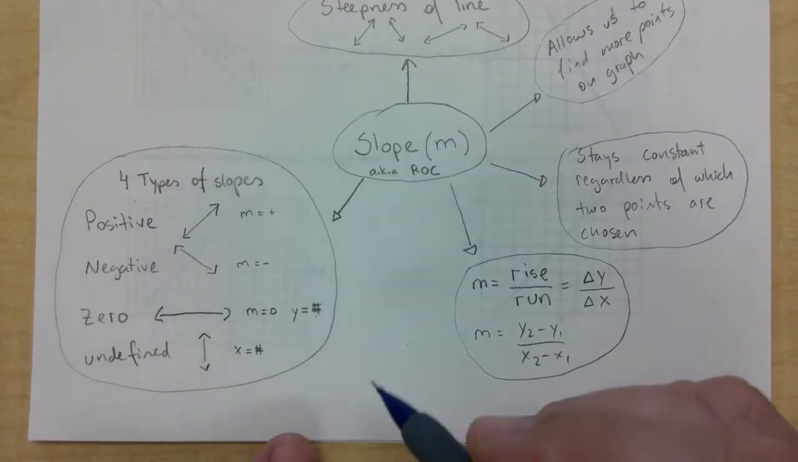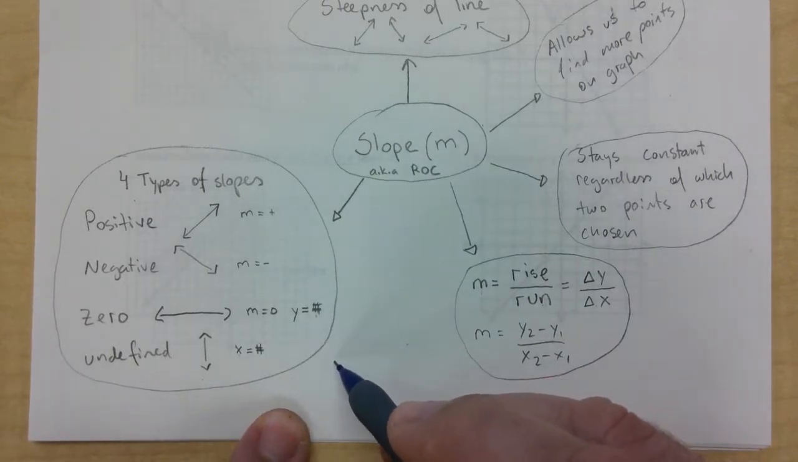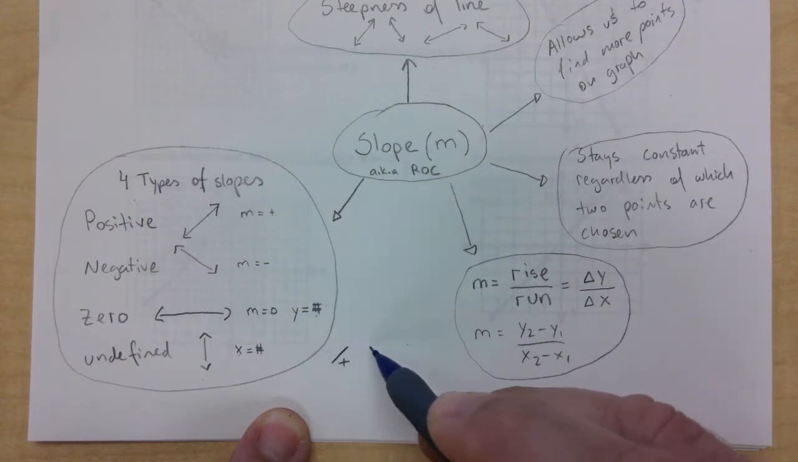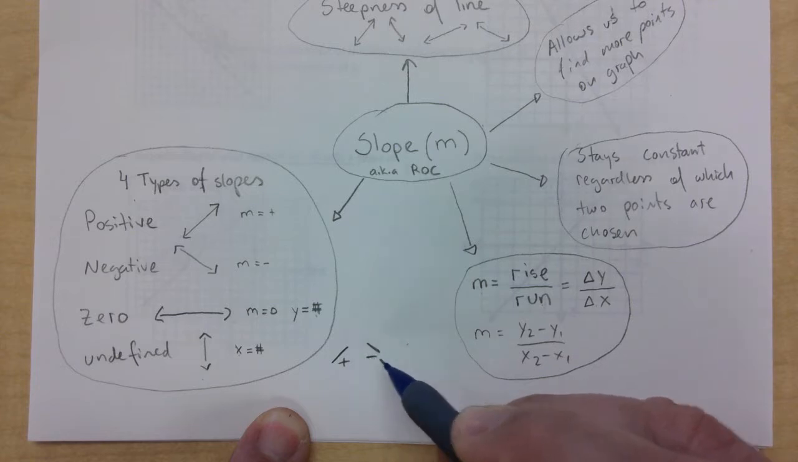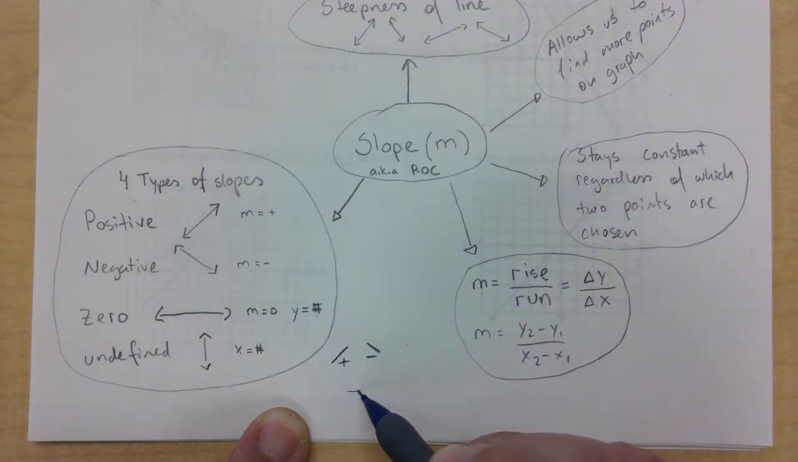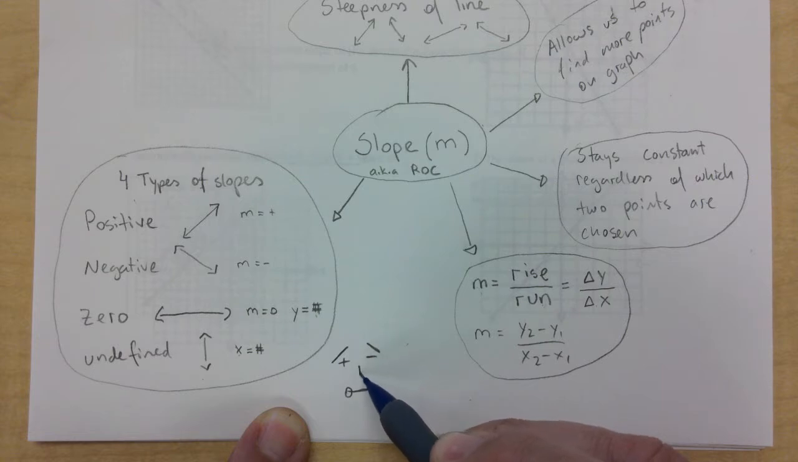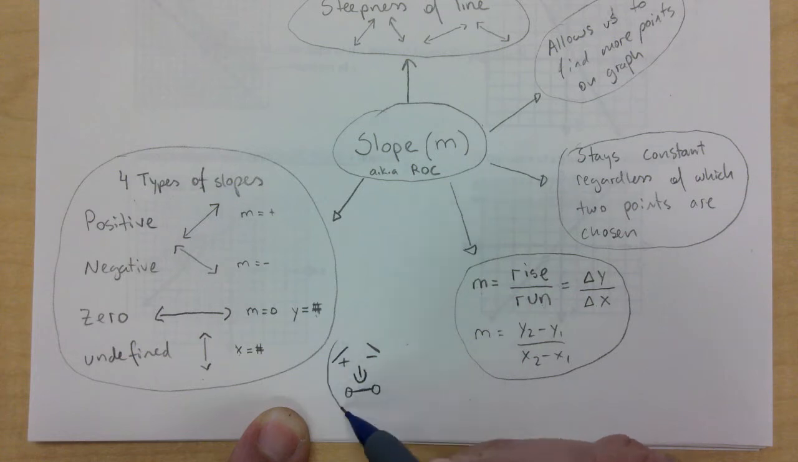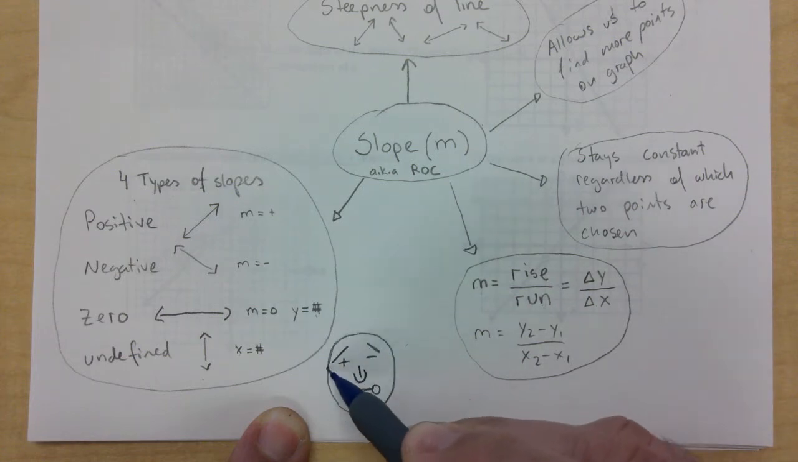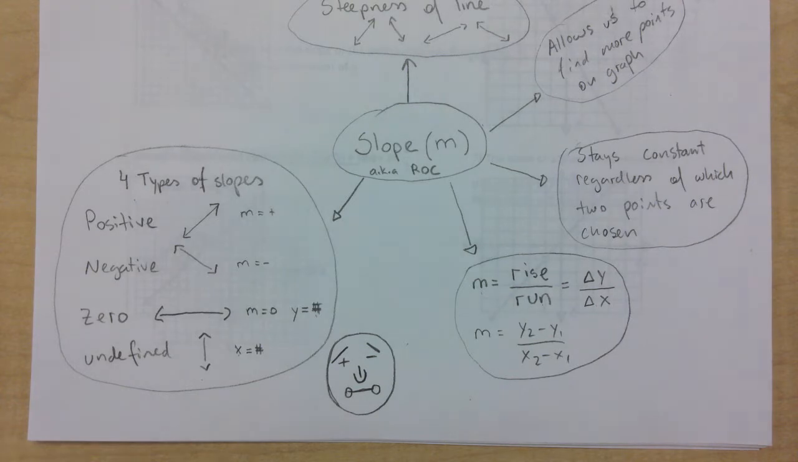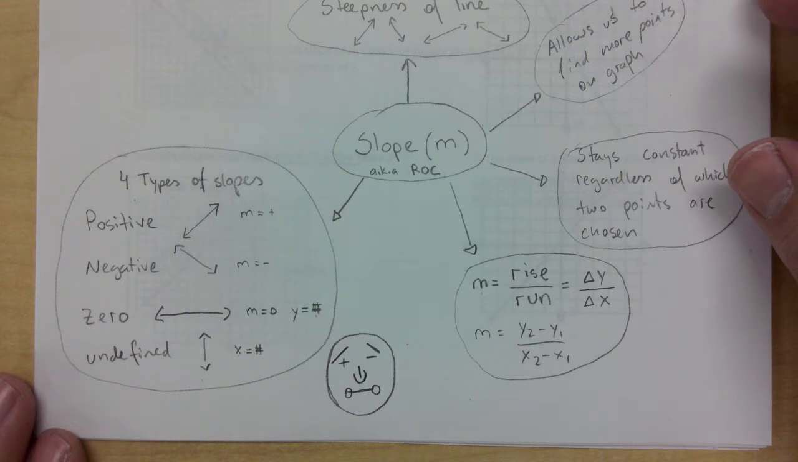And here is Mr. Slope. If you like this, go for it. So if you have a positive slope, the line is going up. If you have a negative slope, the line is going down. If you have a horizontal line, the slope is 0. And a vertical line, the slope is undefined. Okay. And there you have Mr. Slope. To help you remember, whatever it takes.